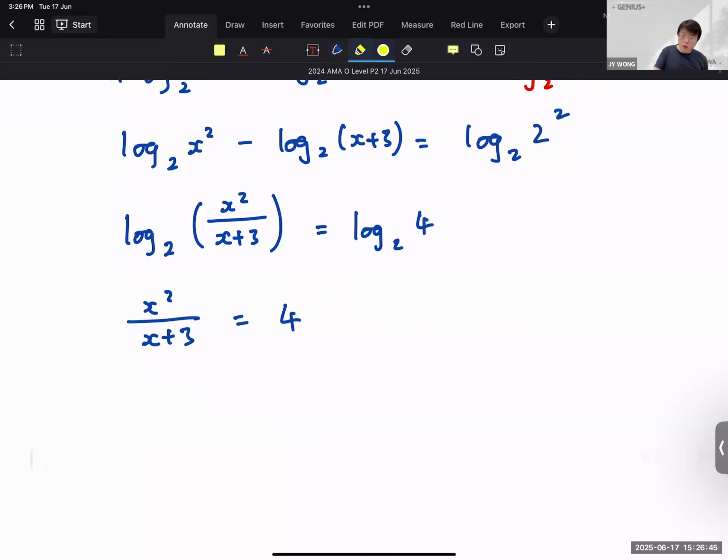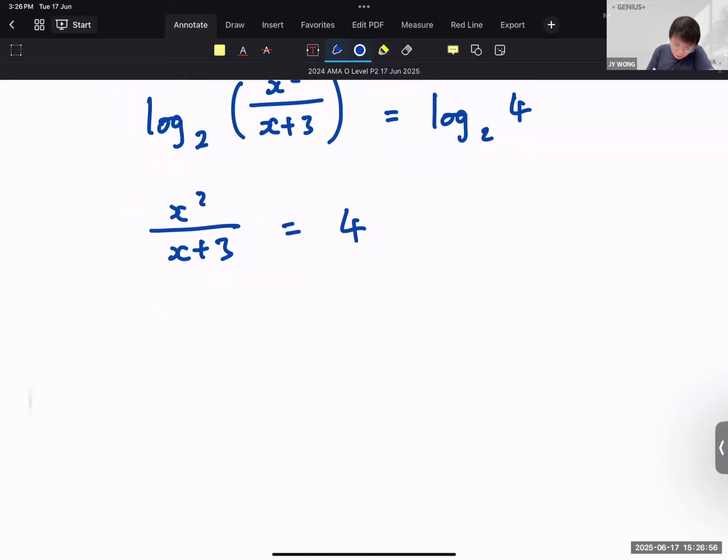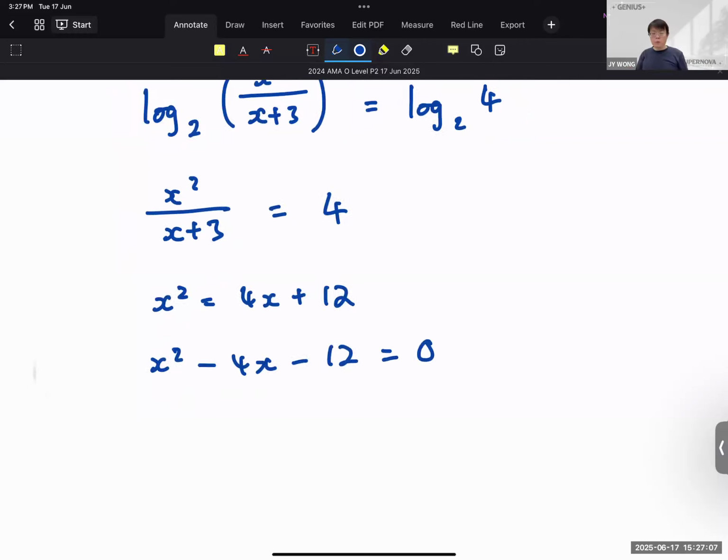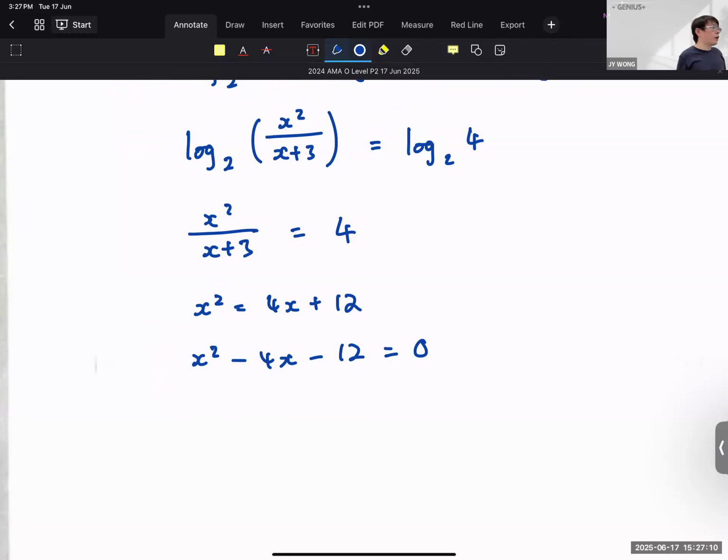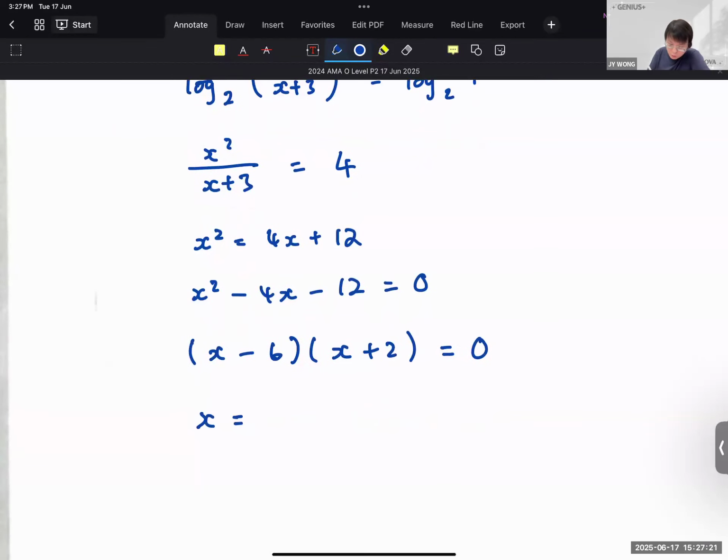Okay? In log, this thing over here is called the argument. So what we are doing here is comparing arguments, but you don't need to write that. Okay, and you will have x squared equals 4x plus 12, and therefore x squared minus 4x minus 12 equals 0. So either way, we end up back with the same quadratic equation. And then from here, you will have x minus 6, then x plus 2, and therefore x is equal to 6 or x is equal to negative 2.